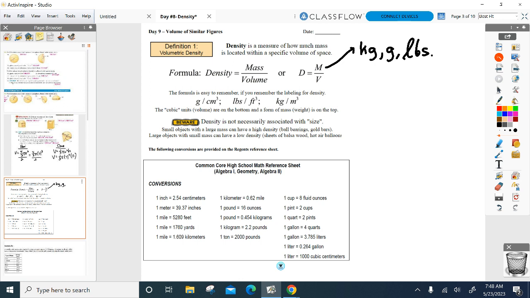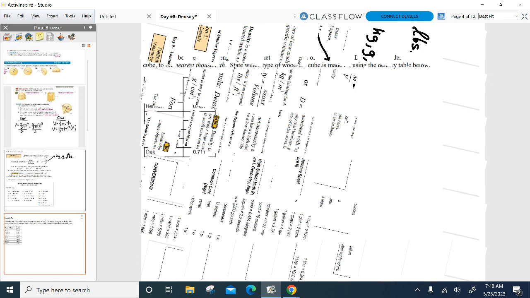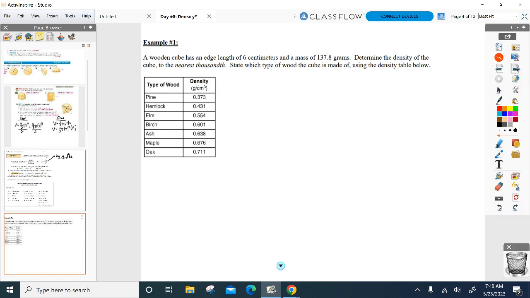All right, we ready? We're going to jump right into this. There's a couple things I'm going to warn you about as we move along, but we'll start with a very basic problem that was on the Regents exam a couple years ago. So we have a cube that's got an edge length of 6 and a mass of 137.8 grams. What's the density to the nearest thousandth? And then use the table to tell us what type of wood we used. Okay, so it's asking us to find the density first.